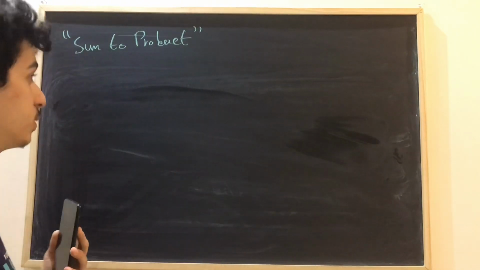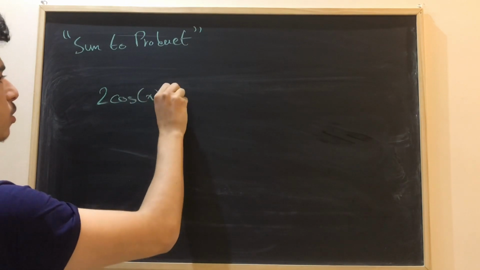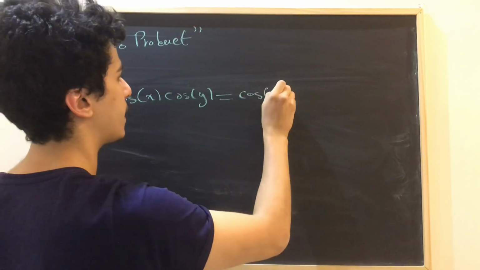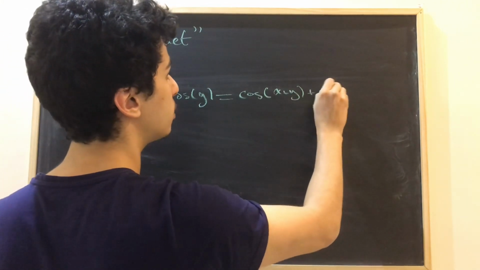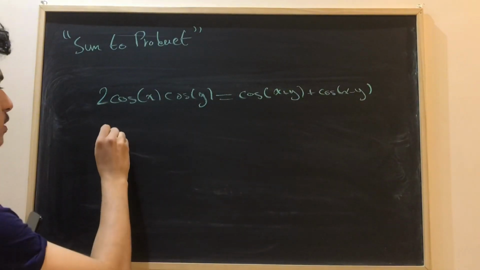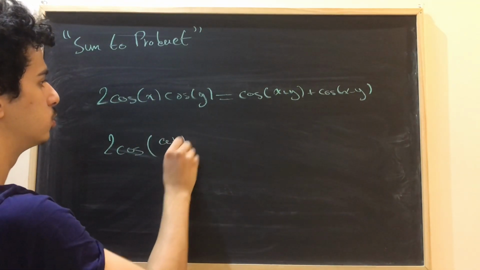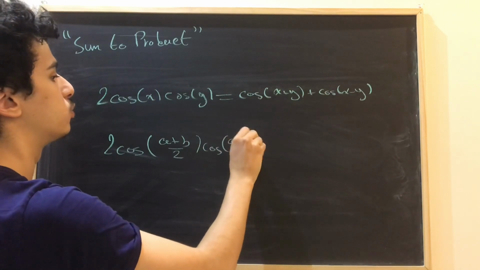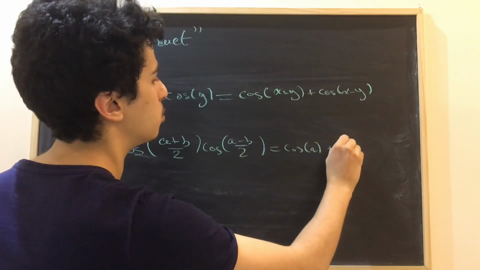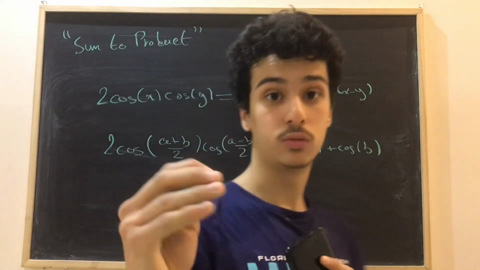Okay, a third result we got last time is that 2 cosine of x cosine of y is equal to cosine of x plus y plus cosine x minus y. Same exact procedure. We replace the variables. We'll have here a plus b over 2 and a minus b over 2. And we'll have the cosine of a plus the cosine of b. And that is third, 3 out of 4, one more.